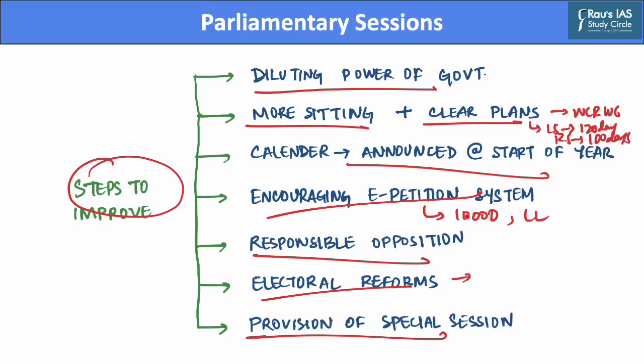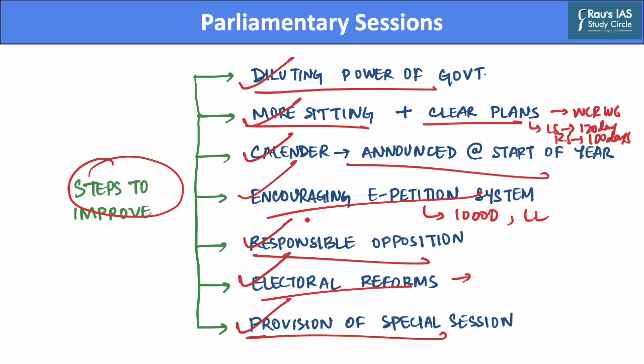Hence, it is essential to conclude that diluting the power of the government, having more sittings with a definite calendar, encouraging an e-petition system, a responsible opposition, undertaking electoral reforms, and having a provision for special sessions will enable better functioning of the Indian Parliament. Because parliamentary sessions are important as they provide a platform for democratic discussions. Further, Parliament is also responsible for upholding the executive's accountability. And a functioning Parliament will enable the legislature to uphold the executive's accountability.